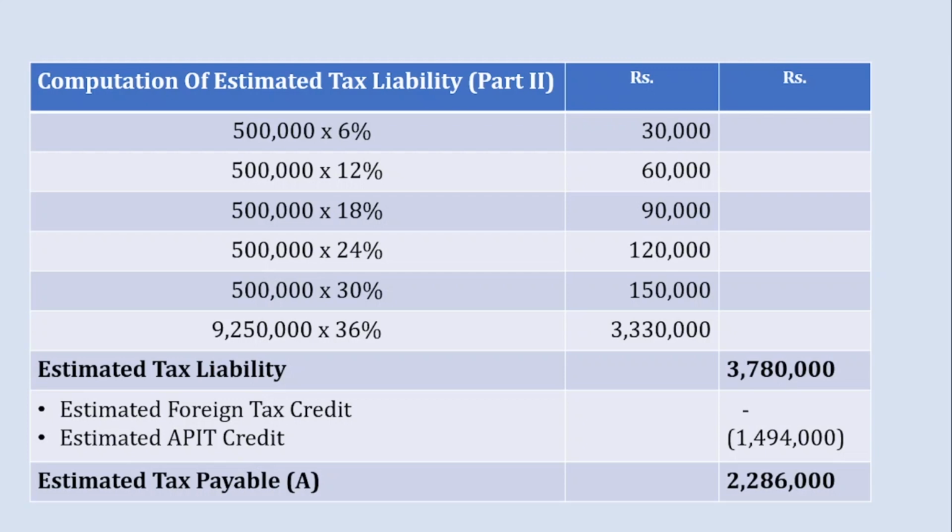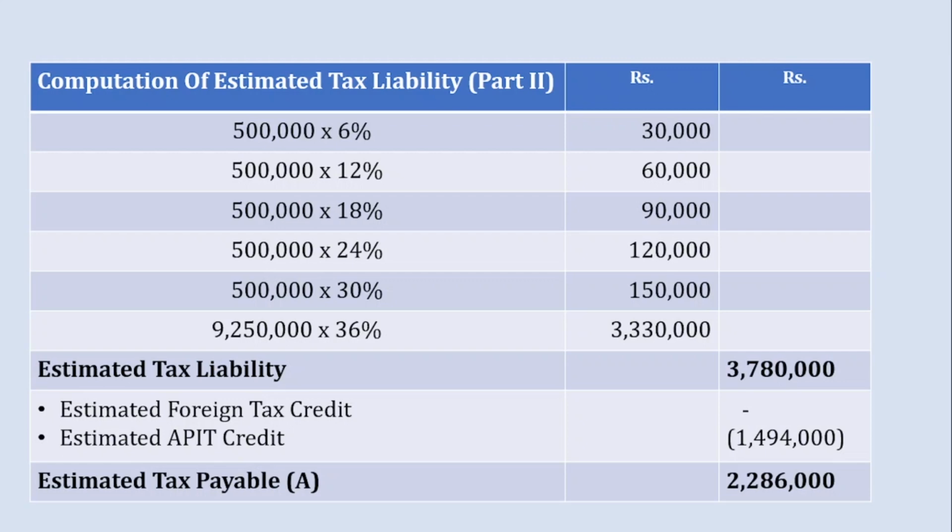And on the next 500,000, we have to apply 30%, so the tax is 150,000. Finally, we have to calculate 36% on the balance taxable income. The tax is 3,330,000. Finally, we will have the estimated tax liability, that is 3,780,000.